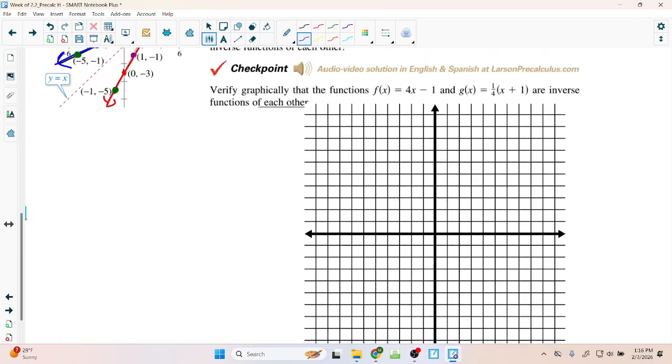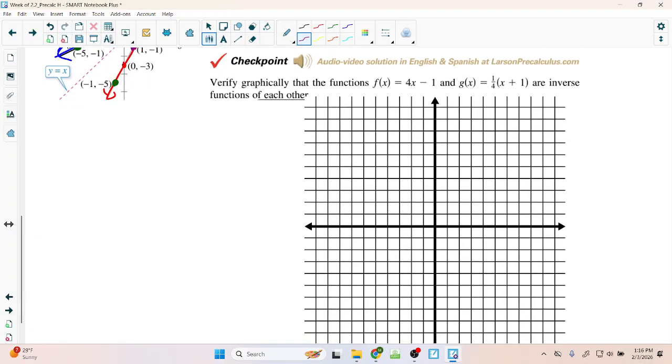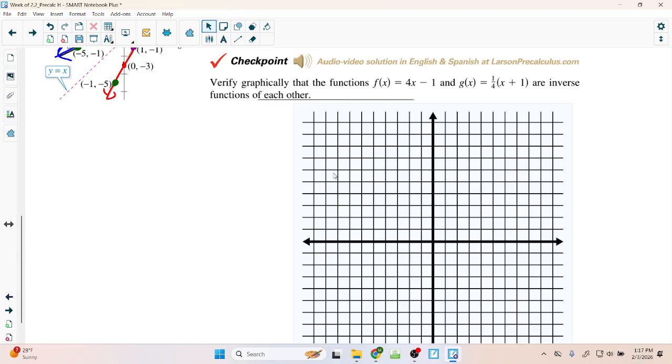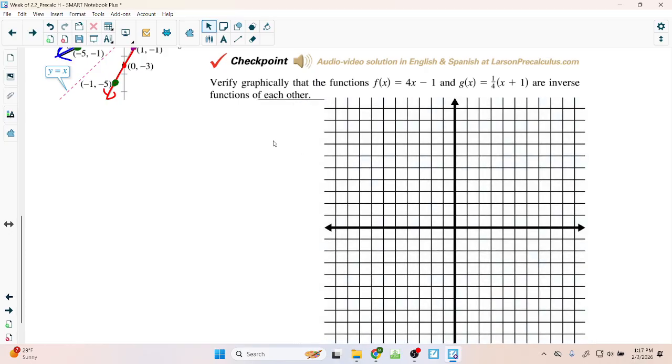Okay, so checkpoint. I would encourage you to pause the video and give this problem a shot. We want to verify graphically that f of x equals 4x minus 1 and g of x equals 1/4 (x plus 1) are inverses of each other. So that is our goal. So pause the video and give this problem a shot.